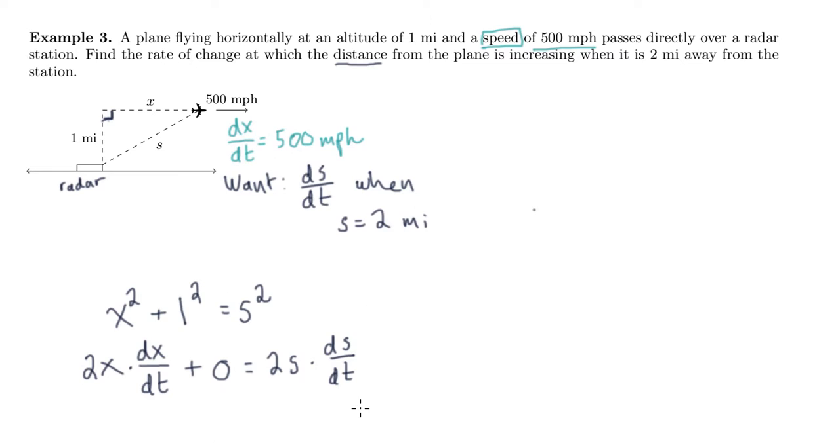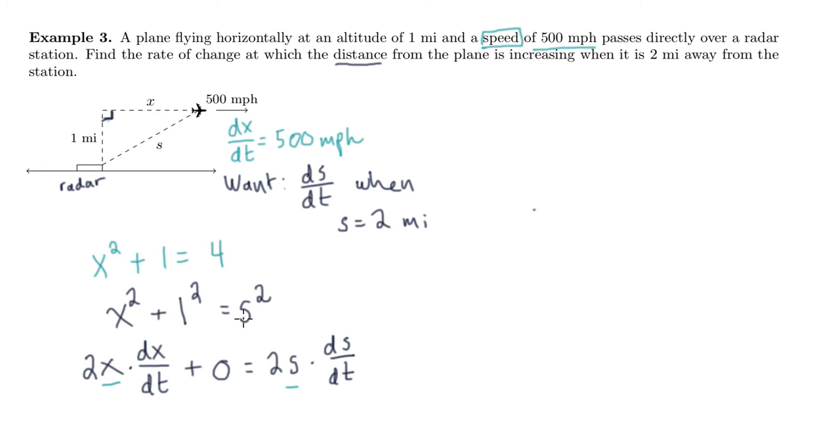Alrighty, so now we've related the rates of change. The only thing we don't know now is these two variables, x and s. Now that's not entirely true, right? We do know s. We know s is 2 miles. We want ds/dt specifically when s is 2 miles. But what about x? What is x when s is equal to 2 miles? Well, this is when we go back and use our relationship between x and s. If we need to know x when s is 2 miles, let's just do it.